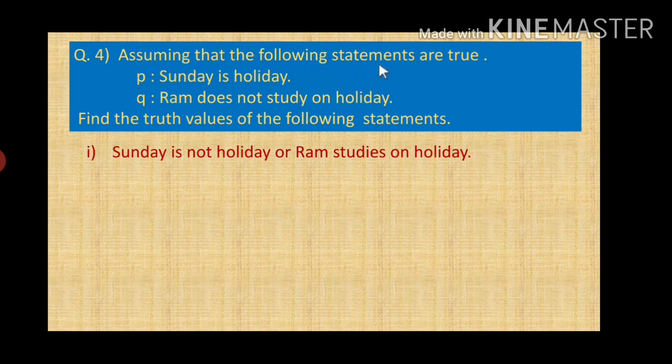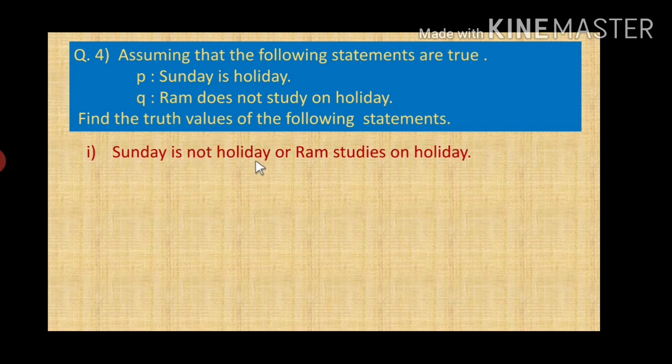Assuming that the following statements are true, P is Sunday is a holiday and Q is Ram does not study on holiday, find the truth values of the following statement. Now see over here they have given two statements P and Q and their truth values are true. Now based on these statements they have given you some questions and you have to write these given statements in the symbolic form and then you will write the truth value of it. Right?